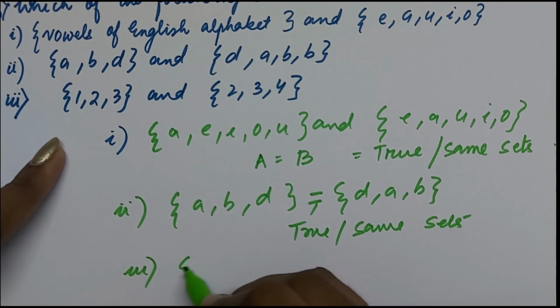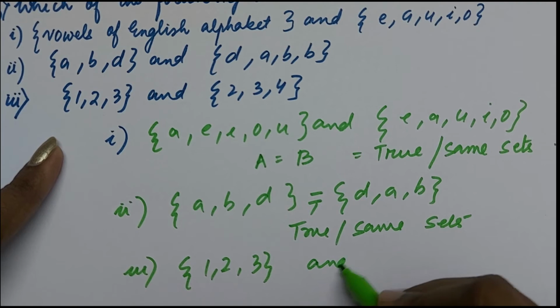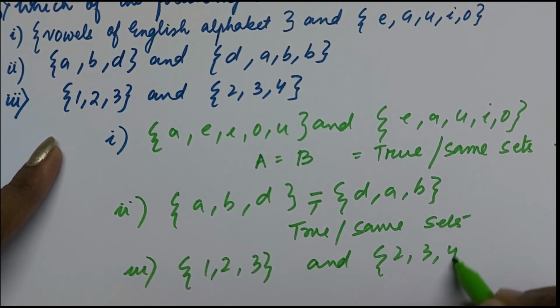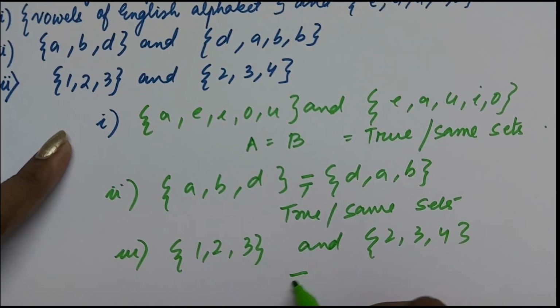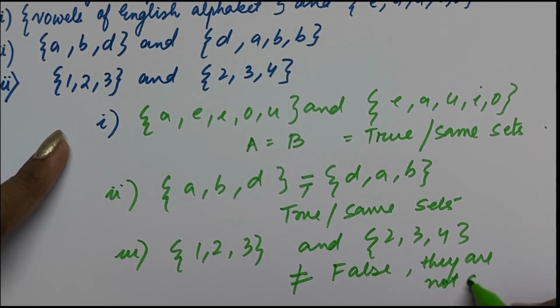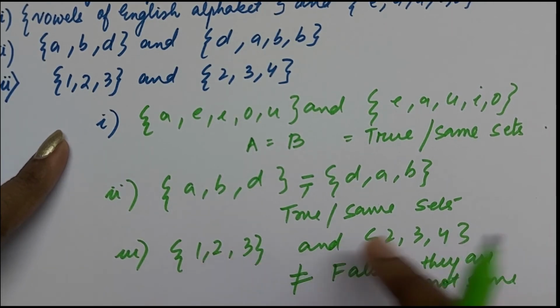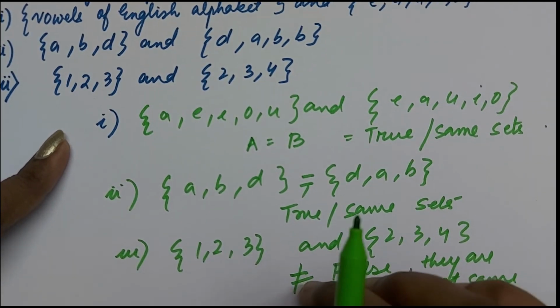For the third one, we have 1, 2 and 3, and we have 2, 3 and 4. So you can see 1 is not here and 4 is not here. So obviously they are not equal. So this is false. They are not the same, because the element 1 is missing here and 4 is missing here. So all the elements are not equal, so they are not equal sets.